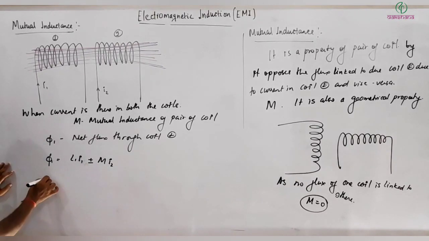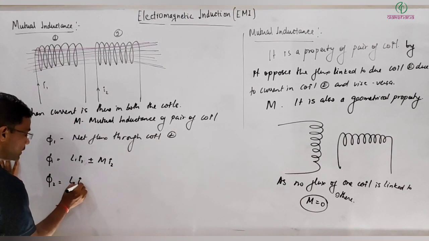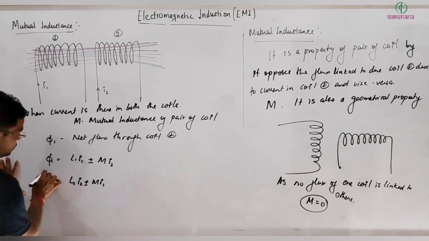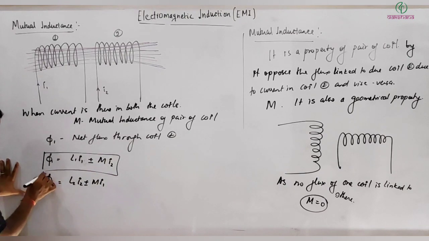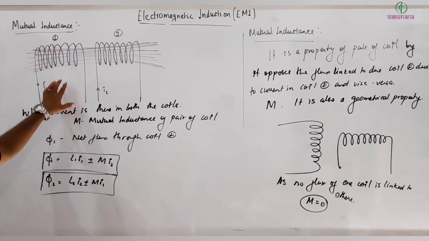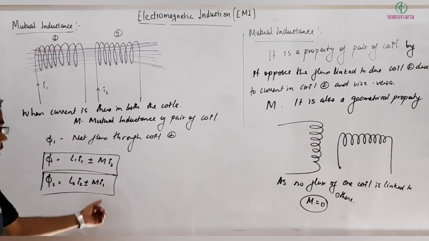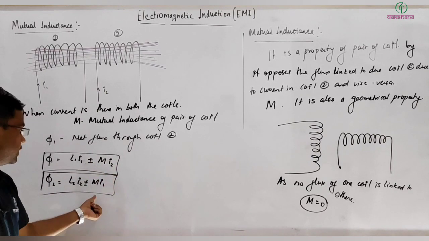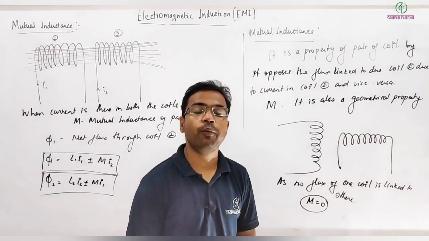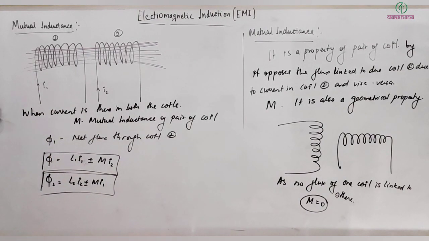Similarly, I can write phi 2 as the net flux through coil 2. This will be L2 I2 plus or minus M into I1. So these are the net flux through coil 1 and coil 2, including flux due to current in the coil itself, and flux due to the current in the other coil. Plus or minus, I will tell you when we cover the dot convention. With the help of that, we can define whether there will be a plus or a minus.